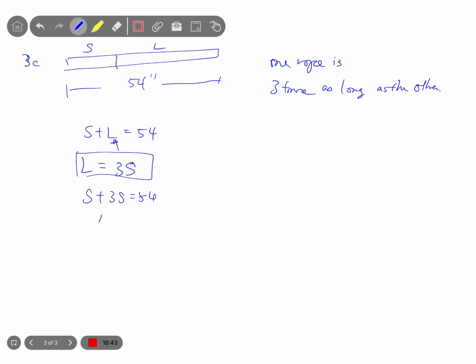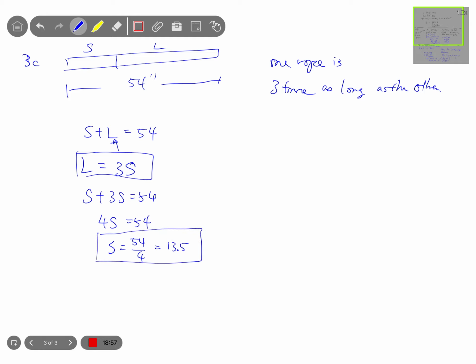Combine like terms, this is 4S equals 54. And this is going to be S equals 54 divided by 4, which is 13.5. And if S is 13.5, that means L is just 3 times 13.5, which is 40.5. Okay.